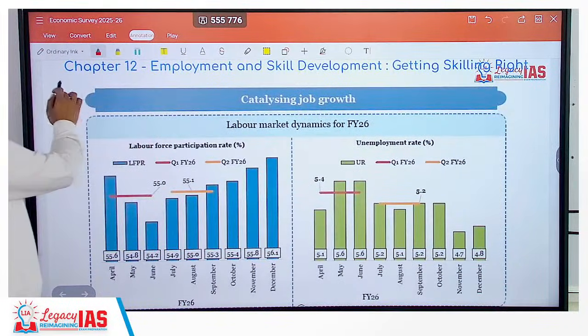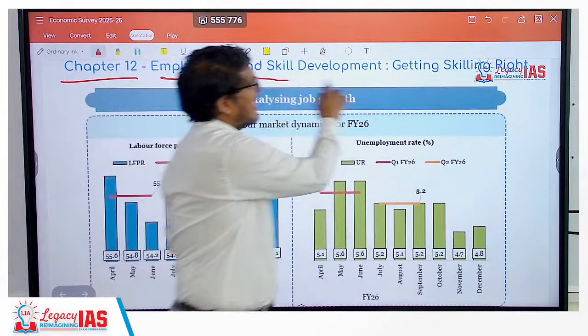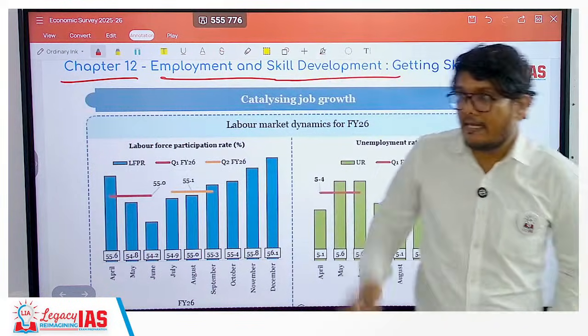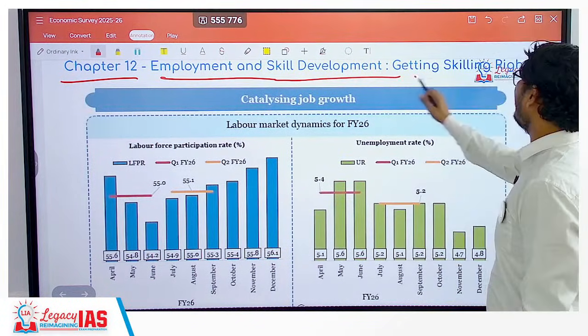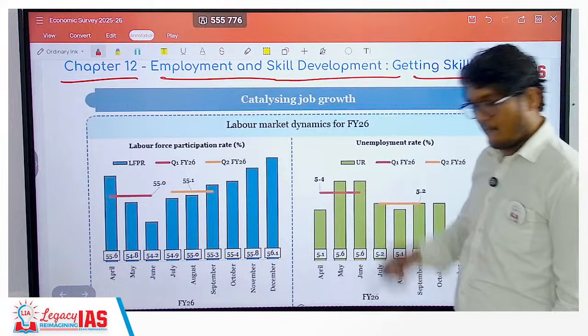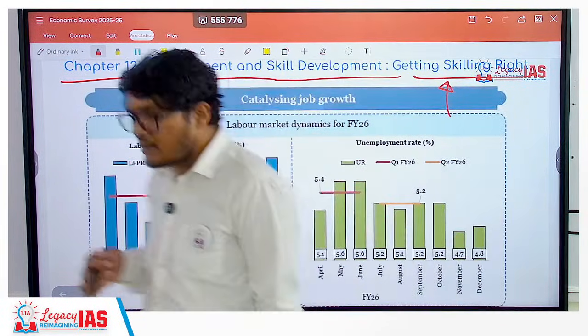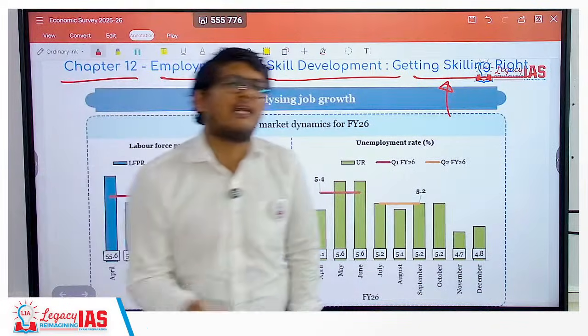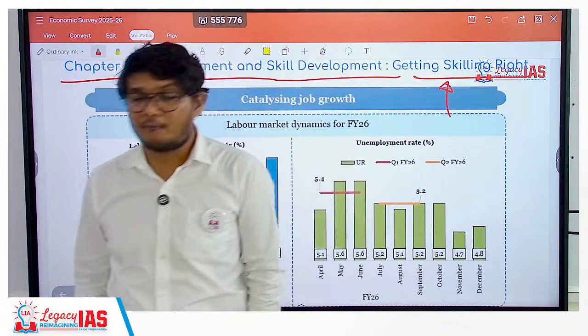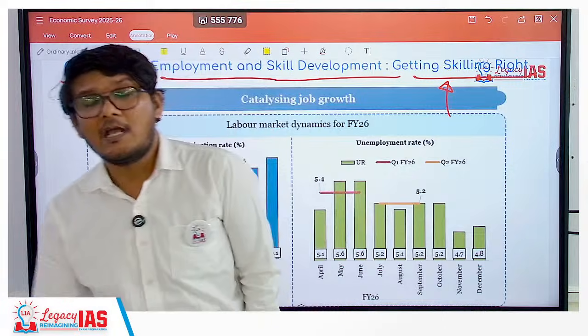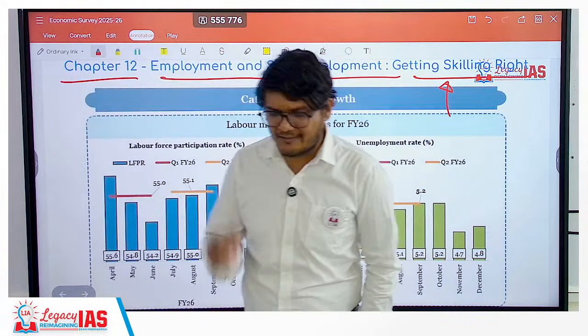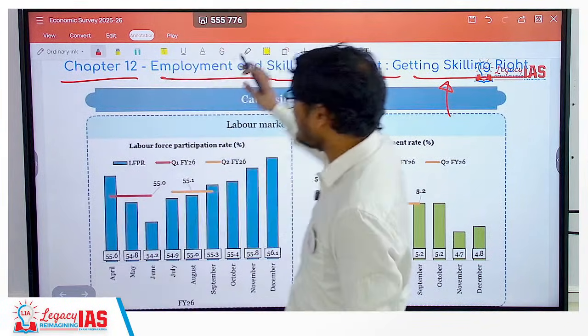Then you have the 12th chapter, that is employment and skill development. Here, economic survey talks about getting the skilling right. Very important. It's a very good thing to say, because now the time is gone wherein we would train people only for manual labor and stuff. No, you have to now train people in artificial intelligence, also in digital literacy, so on and so forth. So we need to get it right.